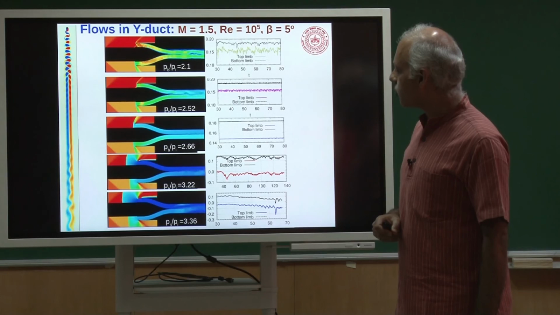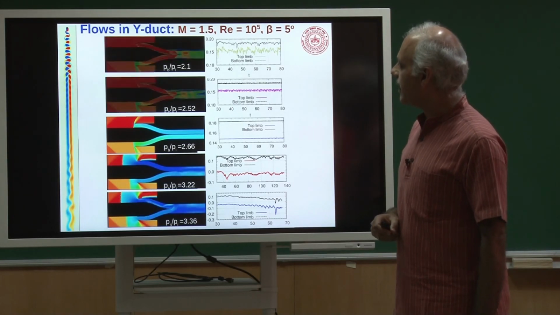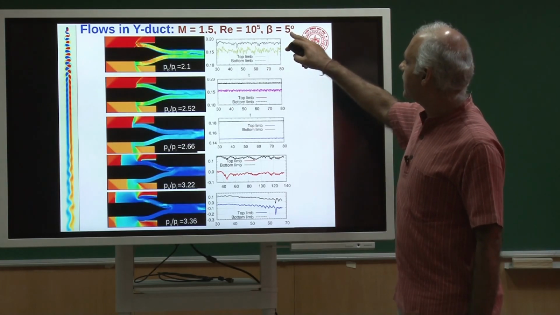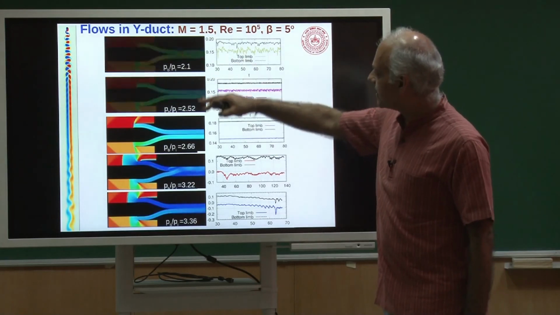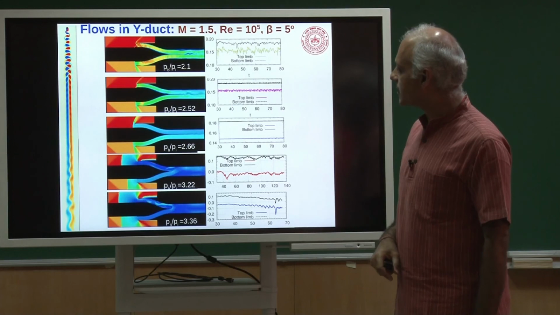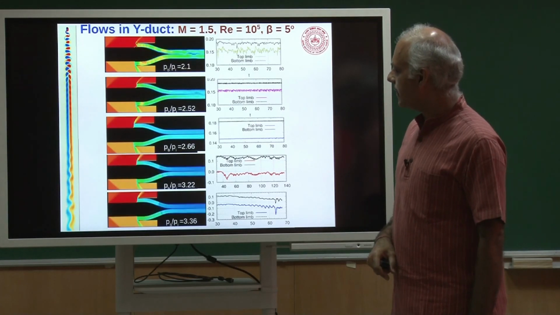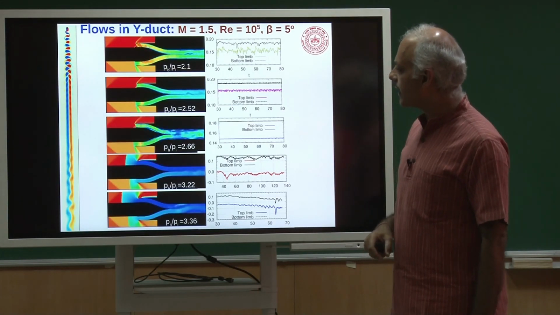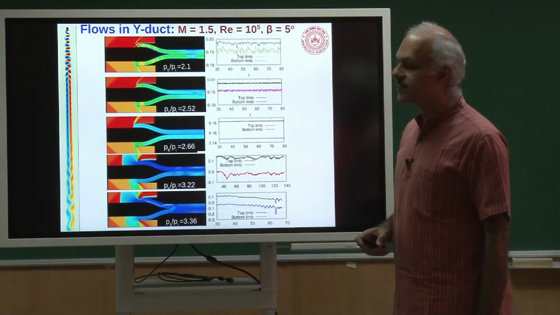These are typical flows that one could see. Here the side slip angle is 5, and these are increasing back pressures, just to show you the complexity of the flow. I will show you just one case where the flow actually unstarts.